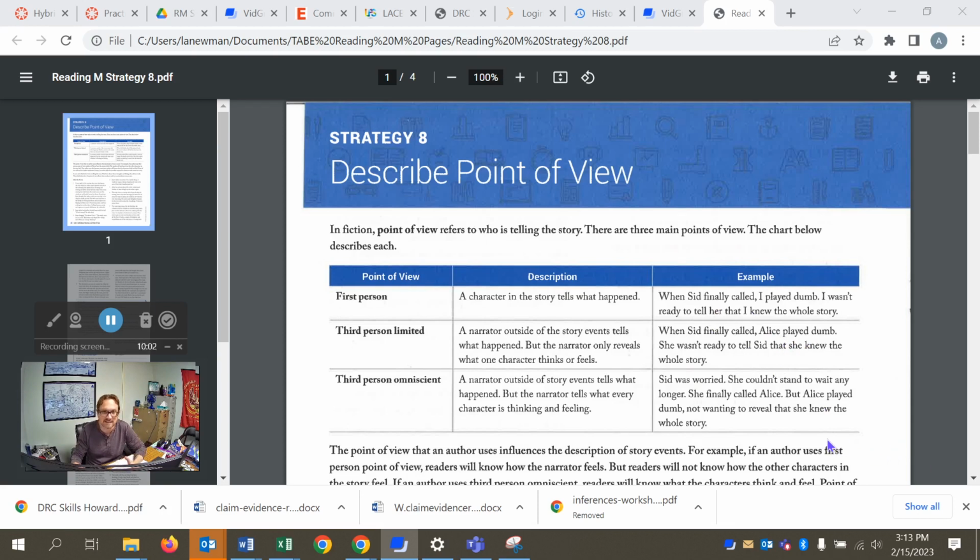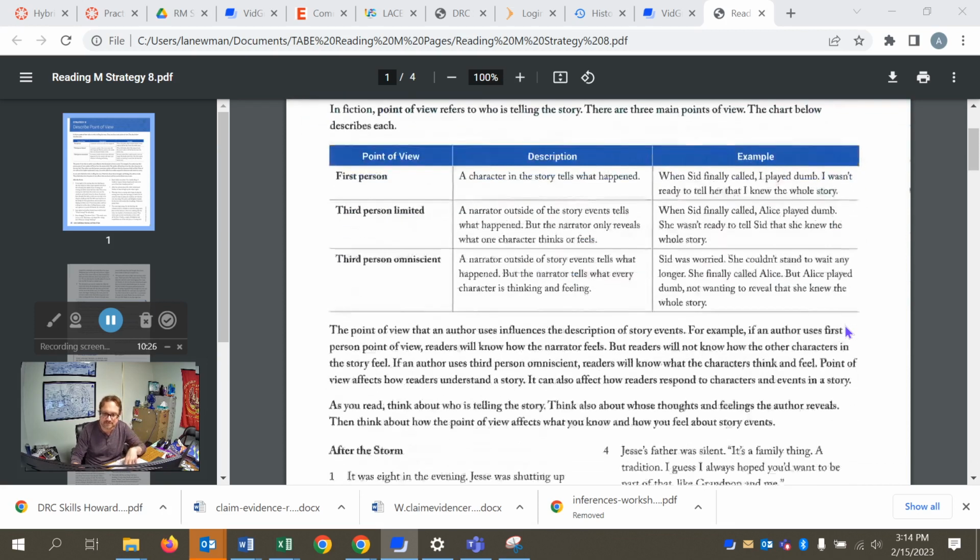Sid was worried. That's new information. She couldn't stand to wait any longer. She finally called Alice, but Alice played dumb, not wanting to reveal that she knew the whole story. All right, so hopefully you see the difference there. Same scene, the same basic events happened in the story, but we have slightly different perspectives or points of view on them because of who tells the story.